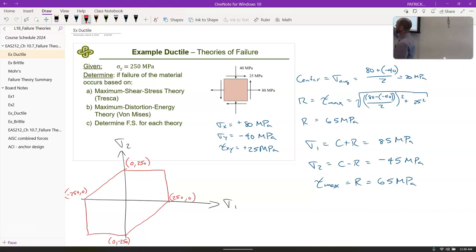So I can just go ahead and plot my sigma 1 and sigma 2 values. I go to positive 85, that's roughly there. And then I go to minus 45, looks like somewhere right there. So that's my data point. So no failure. Questions on the sigma 1, sigma 2 plot? So that answers the big picture.